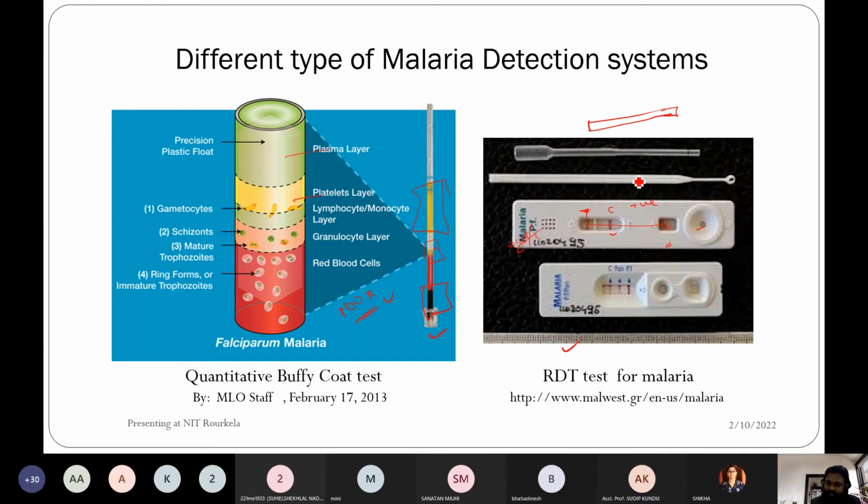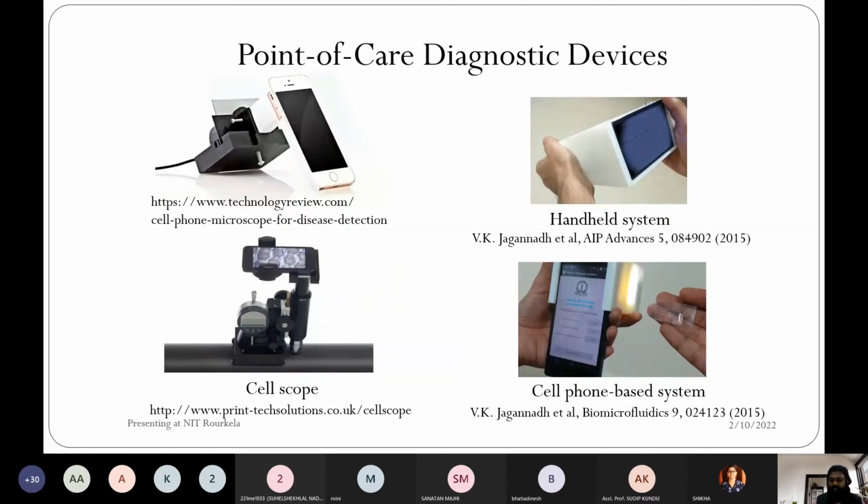Basically here, the test bar and the control bar will have antigen or antibody coated, and when the sample flows through that, whatever antigens pass through it, then the color change takes place. So a few point of care devices evolved in the past decade, maybe you can call it almost 2 decades. So here we can see a cell phone based malaria detection device.